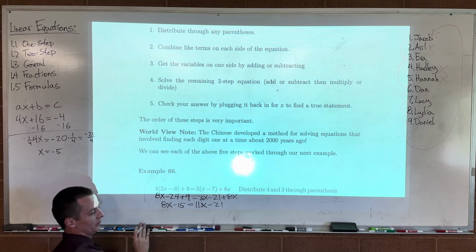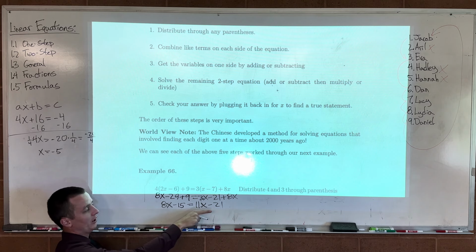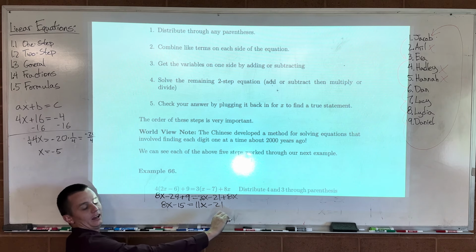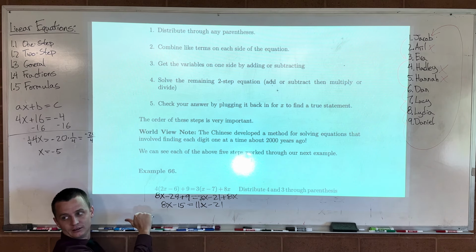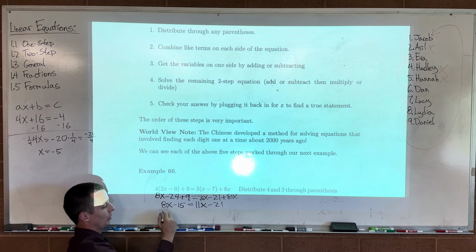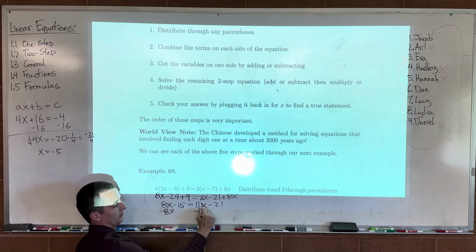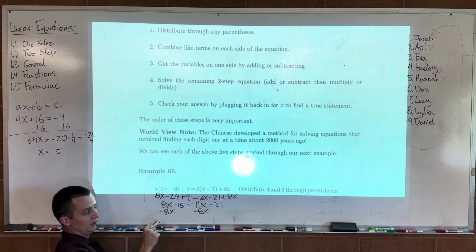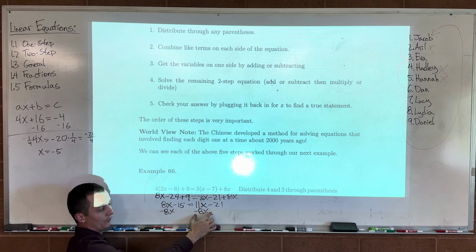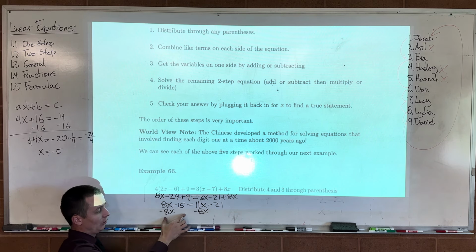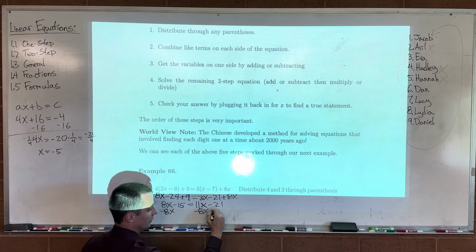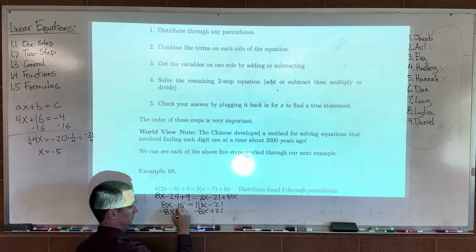Okay, now what do we do? You're going to minus 11x. Probably easier to minus 8x from both sides, so we get our x's over on this side and our constants on this side. So we're going to minus 8x from both sides. Now we'll put all our x's over here. We're going to add 21 on both sides. I want over here to only have x's and over here to only have constants. So then we add 21 as well.